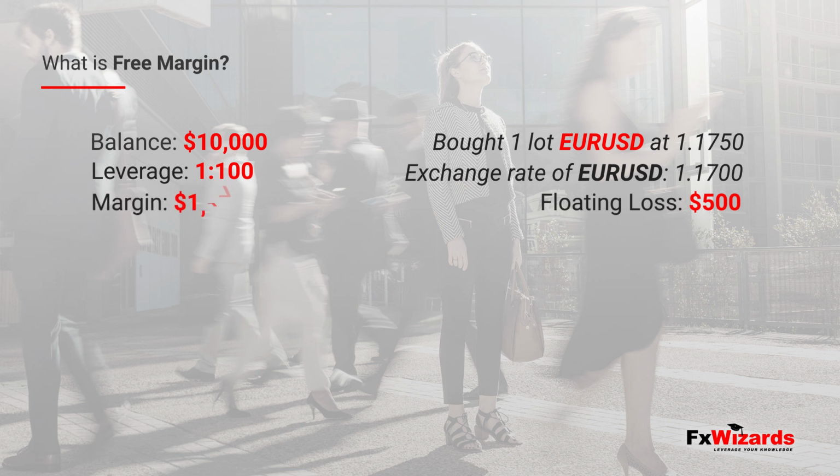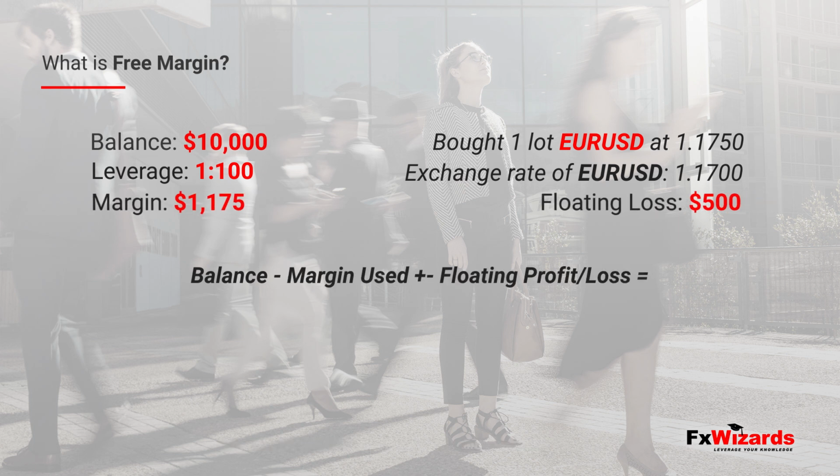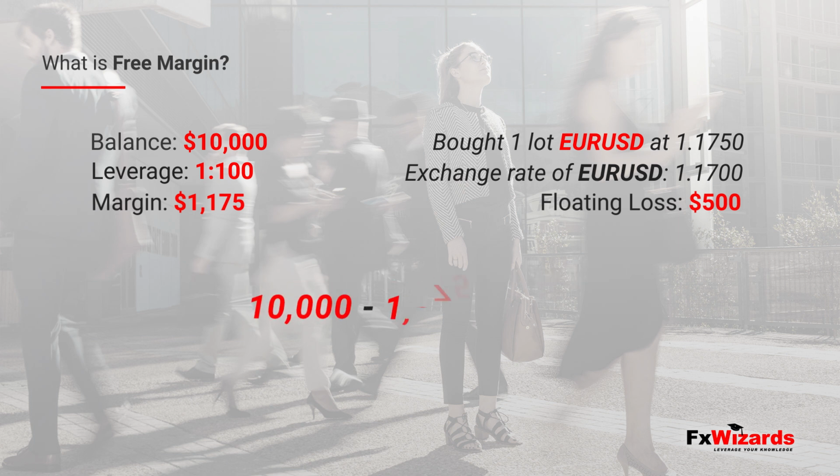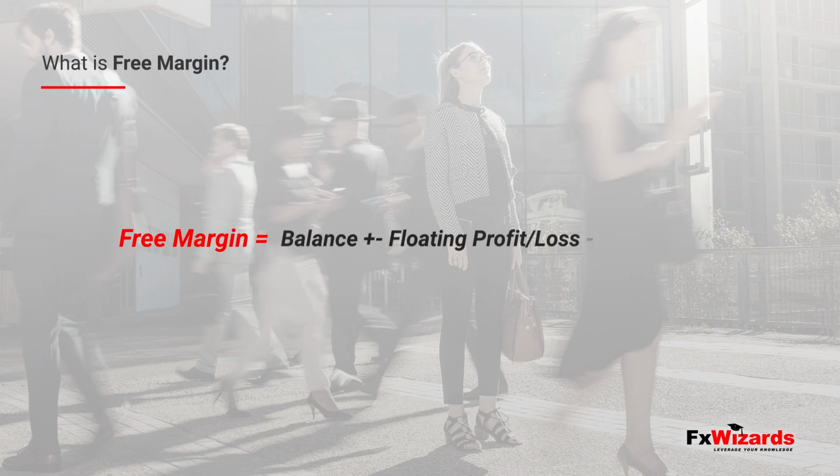$1,175. So the available cash in your account for trading is balance minus margin used plus or minus floating profit and loss, which is 10,000 minus 1,175 minus 500, which equals $8,325. Or, if you prefer, free margin equals equity minus margin used.